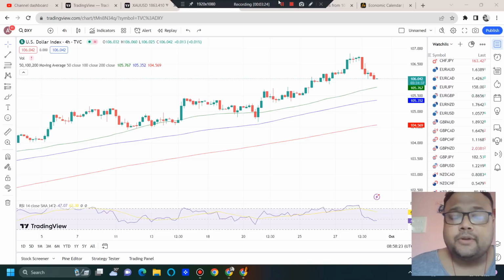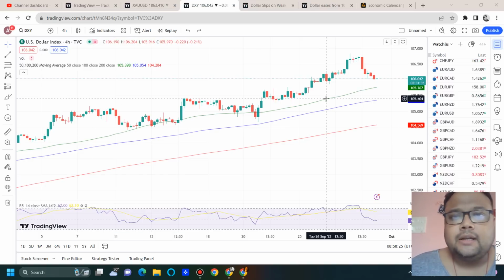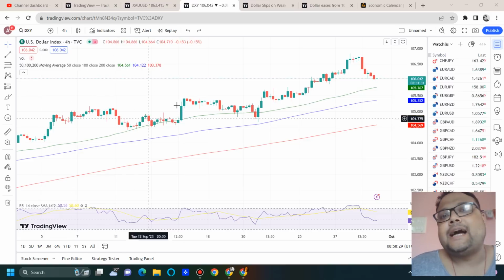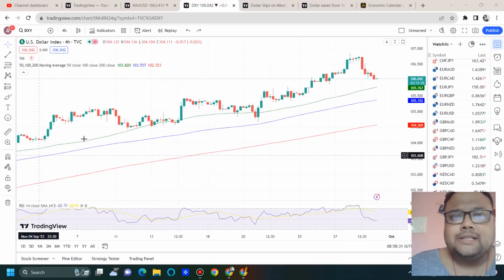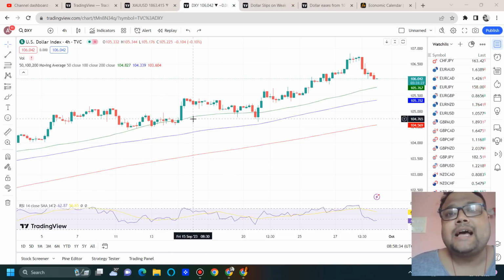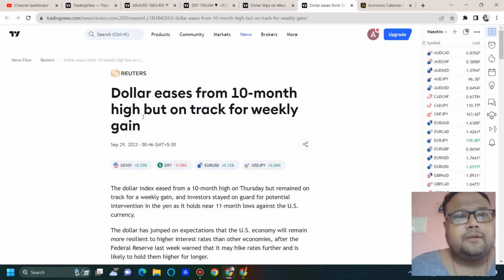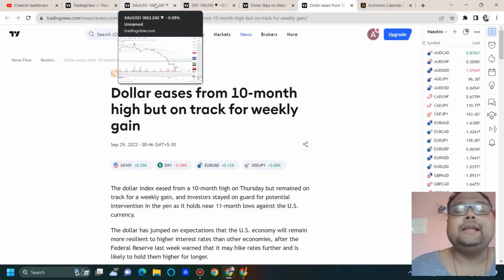And if you're wondering about resistance on DXY, then in this market condition there is no such thing as resistance. Okay, we just have previous highs in the market, and obviously in this type of market condition, previous highs or resistances are very weak. Okay, you can see dollar slips on weak US economic news. Dollar eases from 10-month high but on track for weekly gain. So market is expecting that more or less dollar will close on a positive weekly level.